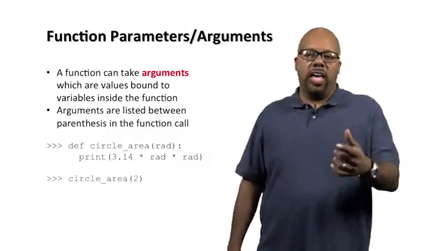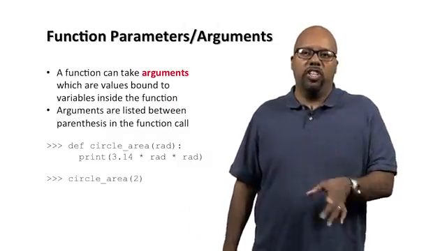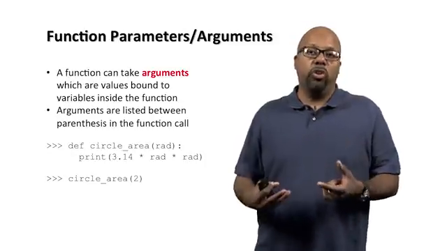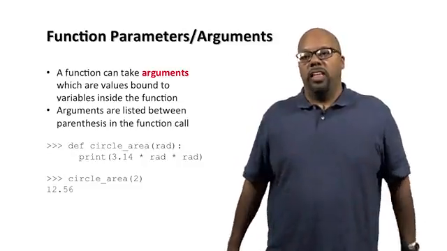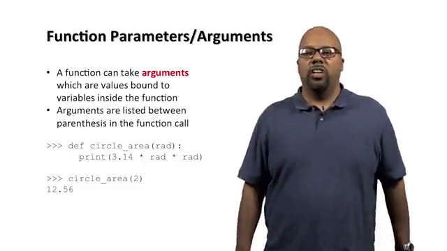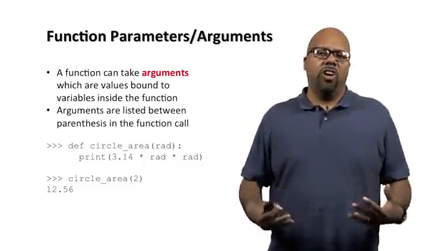And so when I want to execute it, I call the function circle area. I pass it 2 as an argument. That's the radius that I want. So I put 2 inside the parentheses. And then it computes it and prints out the result. So that's how you pass arguments to functions.